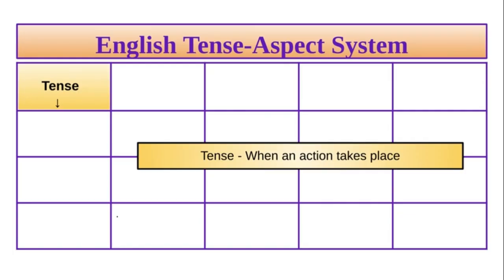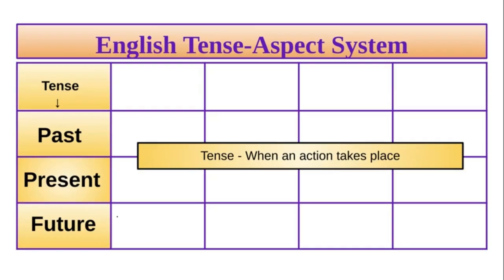Okay, there are three main tenses: past, present, future. Okay. The second part of the English tense aspect system, aspect.